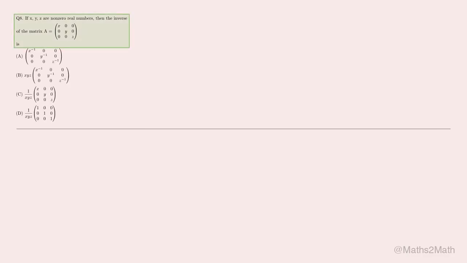Question 8, multiple choice. A is a diagonal matrix with non-zero entries x, y, z, and we need its inverse. We run the adjoint formula honestly. The diagonal structure makes it quick.